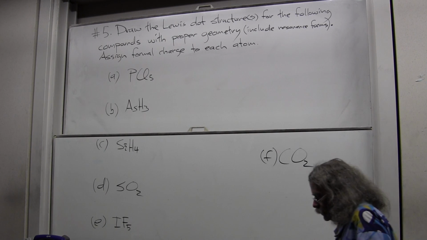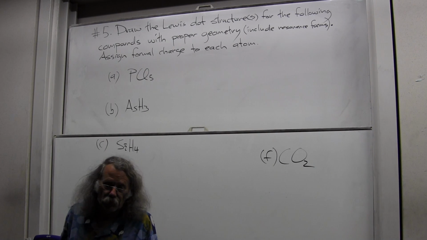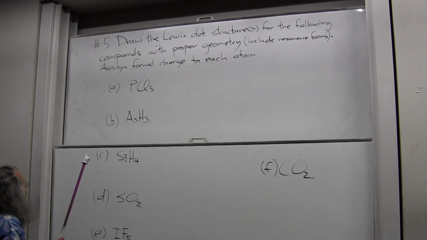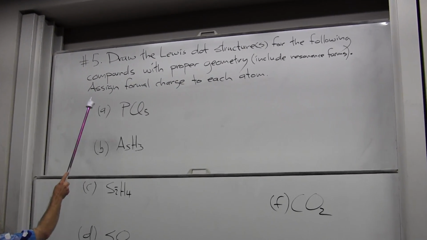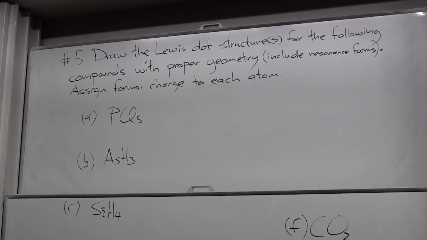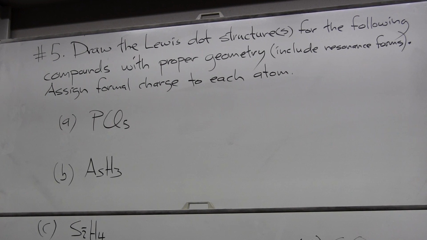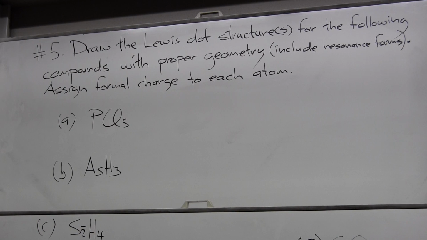Okay, this is practice midterm number 3, question 5, the last of the written problems. The problem is, draw the Lewis dot structures for the following compounds with proper geometry, include resonant forms, and assign formal charge to each atom. And so we'll have to denote that unambiguously on the page.